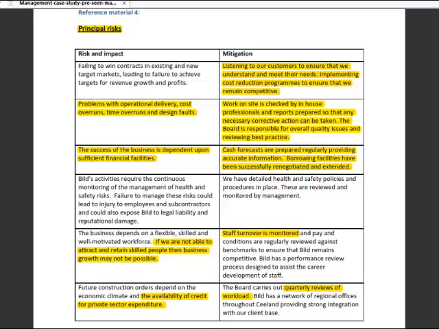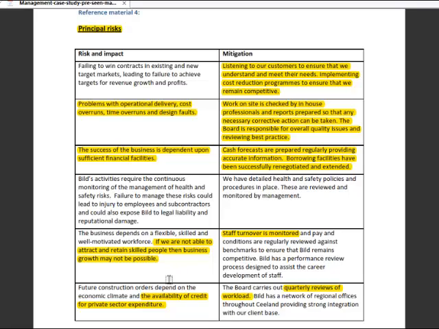The next one down here is the business depends on a flexible, skilled, well-motivated workforce. If they're not able to attract and retain skilled people, then business growth may not be possible. Staff turnover is monitored. We haven't seen any results. And obviously in a competitive environment, retaining good people would be very, very important.